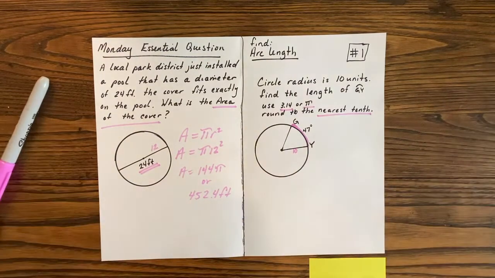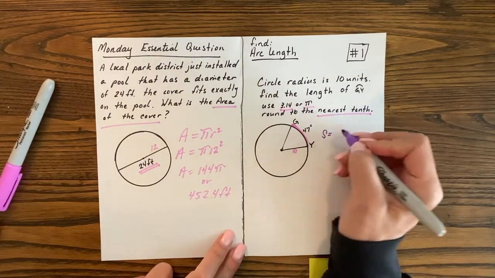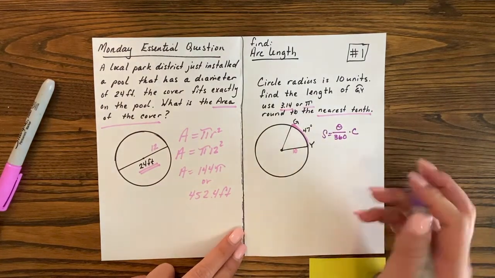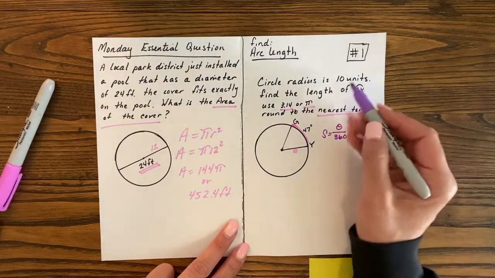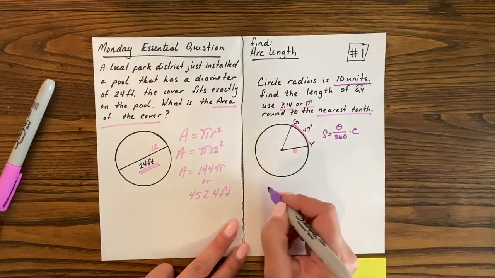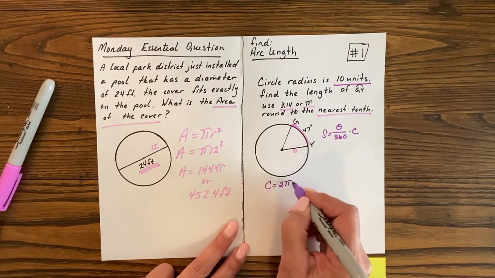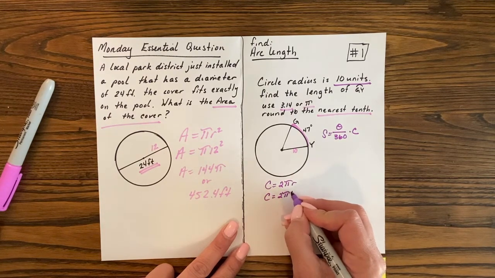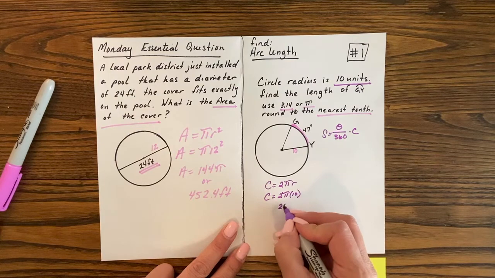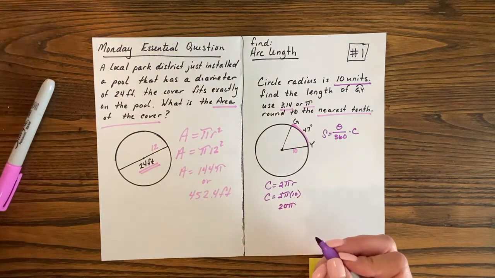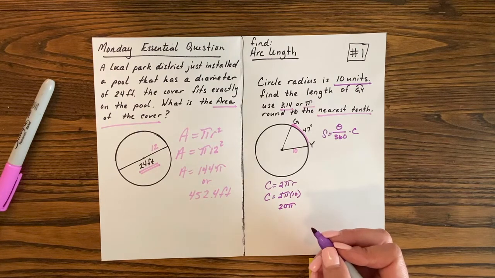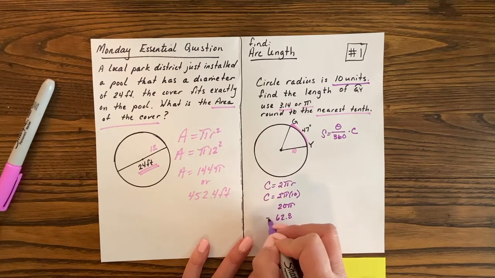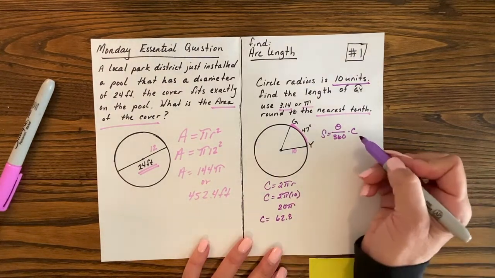So our arc length formula is S equals theta over 360 times C. The first thing that we need is C, and we're able to get that because we have 10 units for our radius, and we remember that C equals 2 pi r. So C equals 2 times pi times 10, 20 pi. So our answer for this is going to be 62.8 for our circumference.